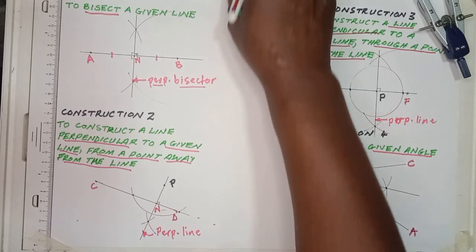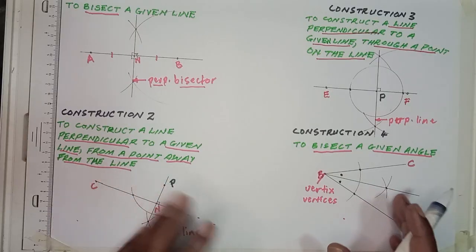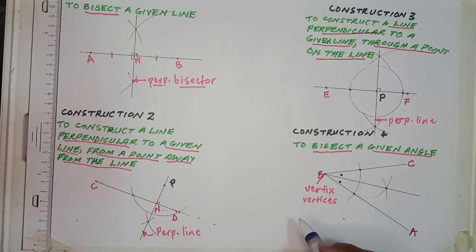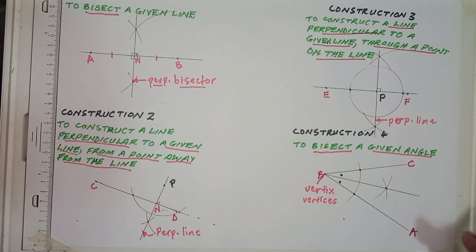That's all for this lesson today. Let's meet in the next lesson where we are going to look at circle geometry. We'll start with theorem 1 until we go to the end, to the last one, the end theorem of circle geometry.